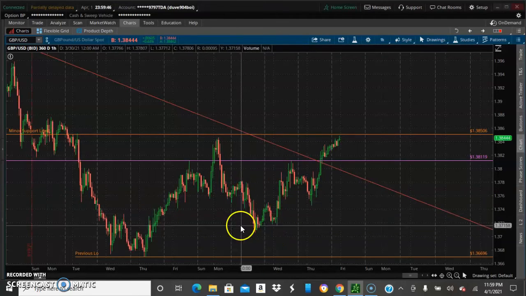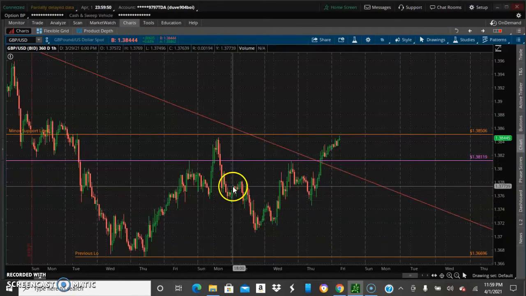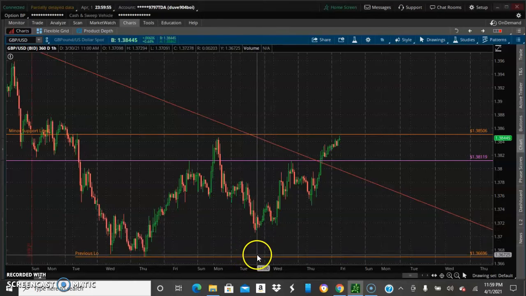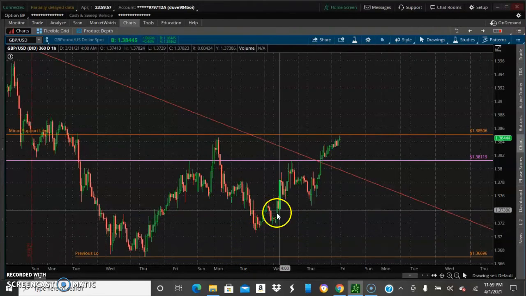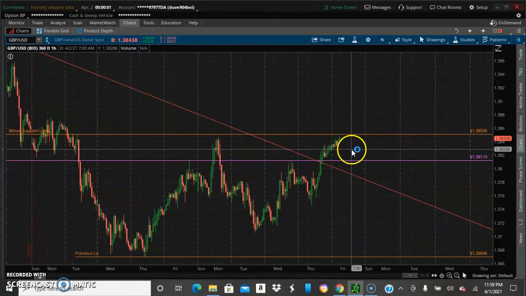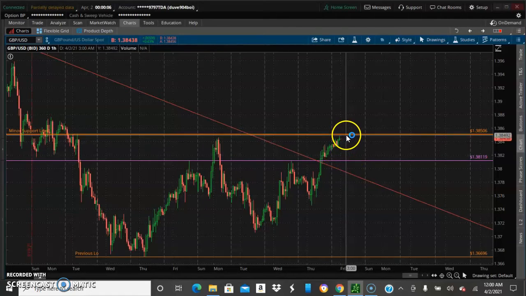So if you weren't being greedy, you could have made two positions on this and got out of there before the 100 pip drop. It didn't quite make it to the previous low yet. We made another run back up into the area of support and resistance, or supply and demand. And we're testing this level. It's going to test this level for a little bit.